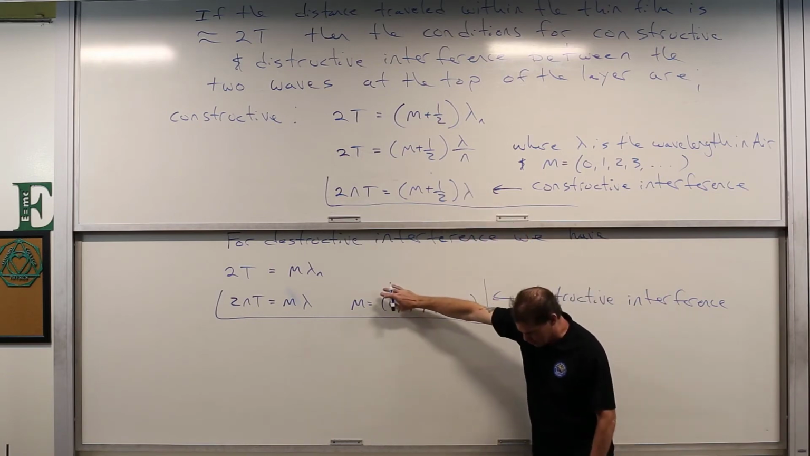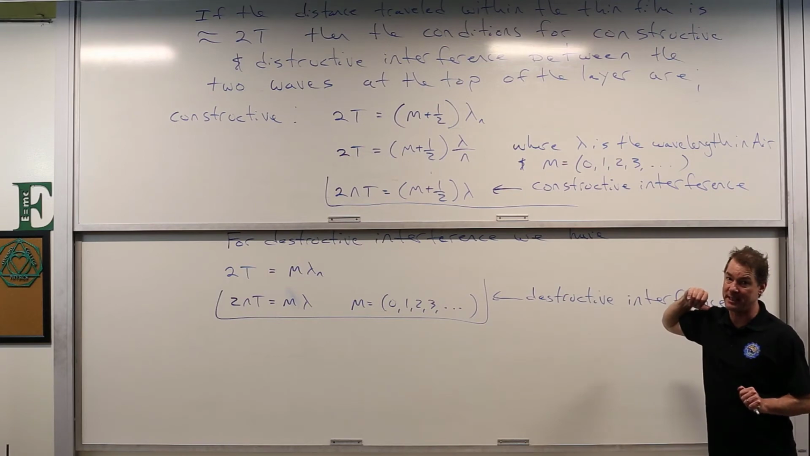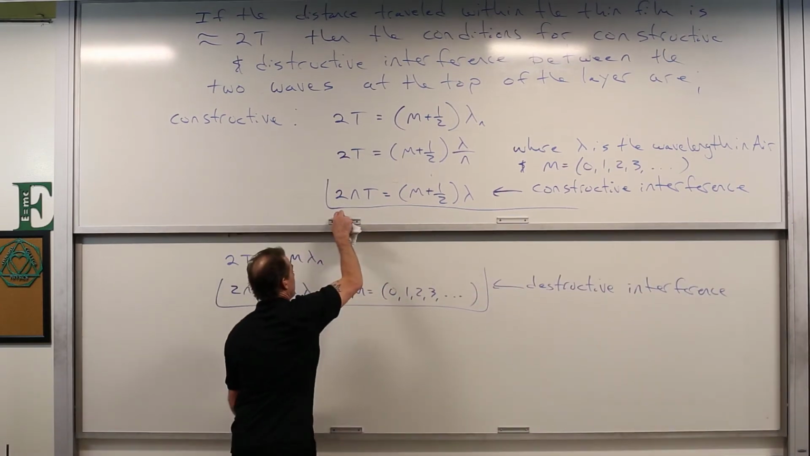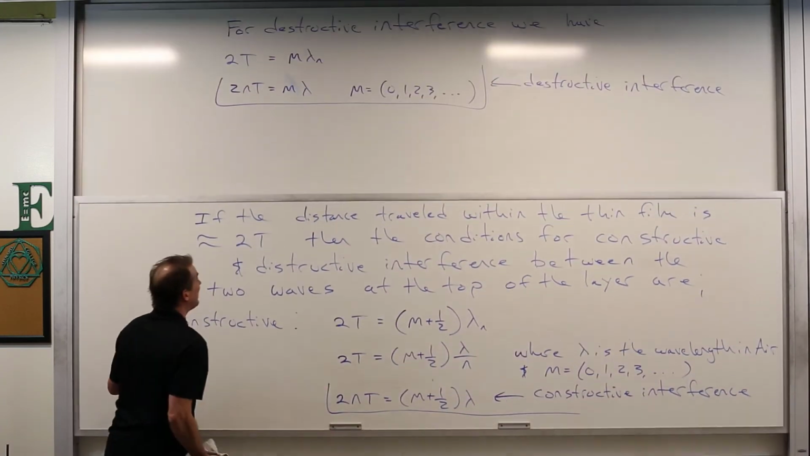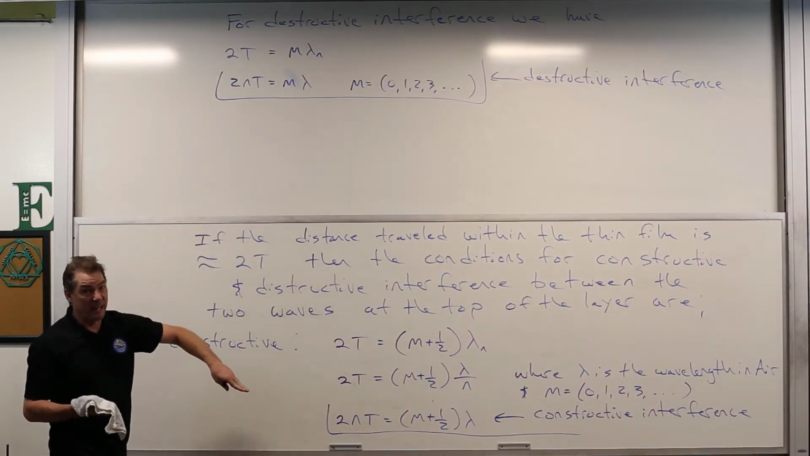What you have to be a little bit careful of is really whether this is constructive or destructive, and that depends on the phase shifts that have taken place. So here's a for instance. This isn't completely general. This is for the case where one has undergone a phase shift while the other reflection hasn't.